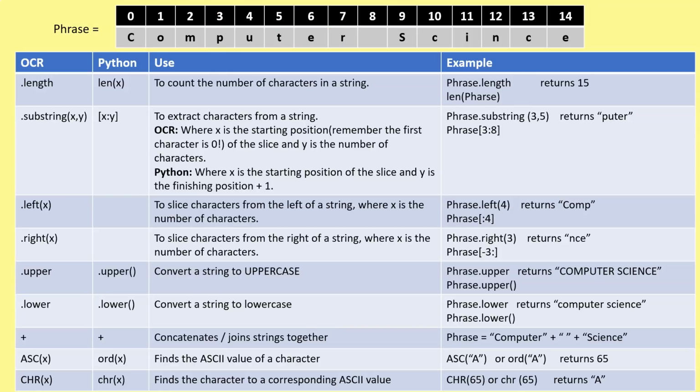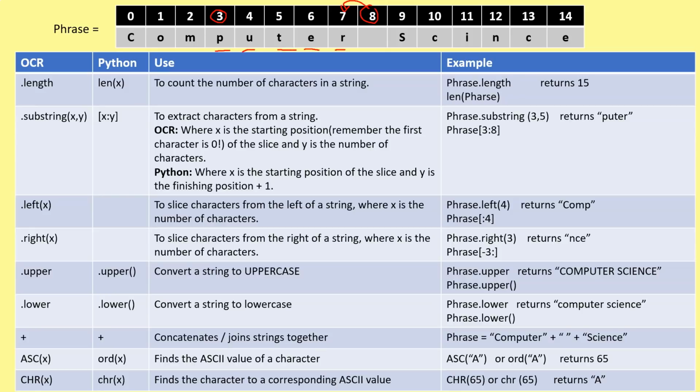However, the Python version works slightly differently. With Python slicing, x is the starting position of the slice, and y is the finishing position plus 1. Because it's Python, the second number is always exclusive, not inclusive. So if I wanted to get "puter" from the phrase "computer science", I would need to say phrase, square brackets, 3:8. Again, I want to start with position 3, and I want to go until I get to position 8, but actually 1 before. So 3:8 would give me "puter".